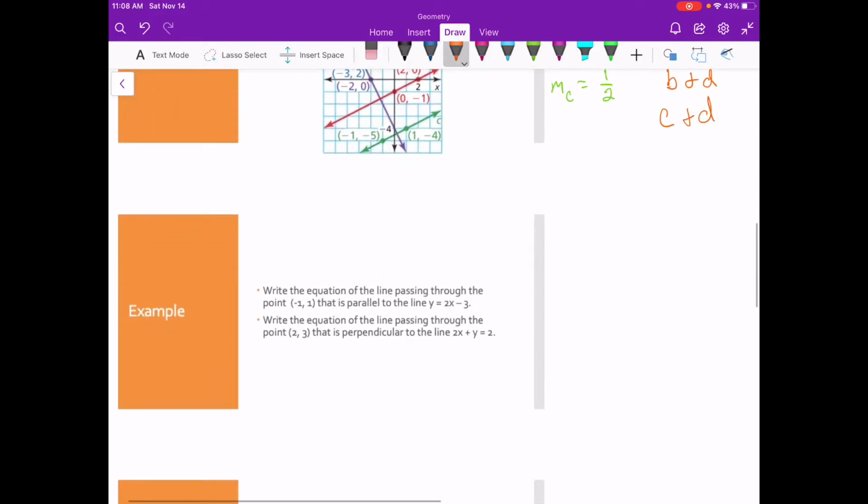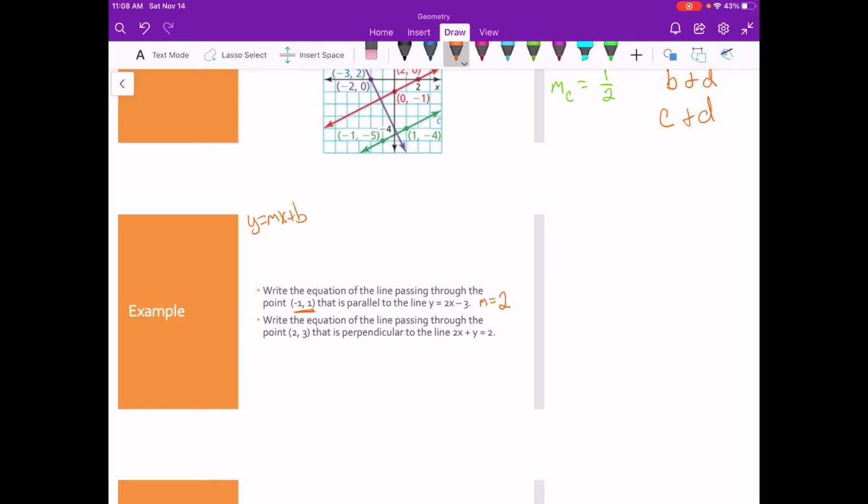Let's write the equation of the line passing through the point -1, 1, that's parallel to the line y equals 2x minus 3. So in the equation y equals 2x minus 3, we first start out by finding the slope. So if we think back to Algebra 1, y equals mx plus b, our m is 2. We know that we want to write a parallel line, so our slope is going to be 2. And then we're given the point -1, 1.